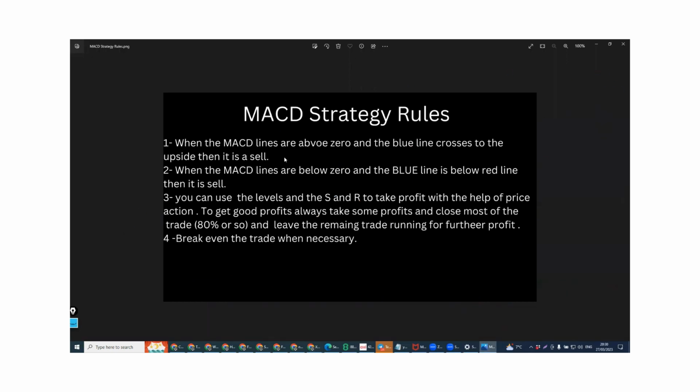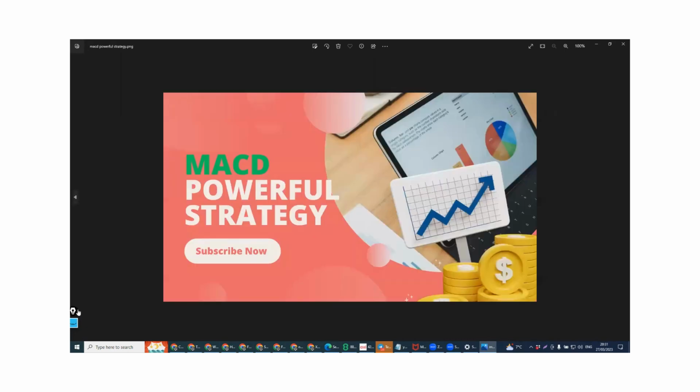The rules are: when the MACD lines are above zero, sorry, the spelling of above is wrong here, above zero, and the blue line crosses to the upside, then it is a sell. Number two, when the MACD lines are below zero and the blue line is below the red line, then it is a sell. And the above one should be when the blue line crosses to the upside, then it is a buy. It should be buy here. Let me change that.